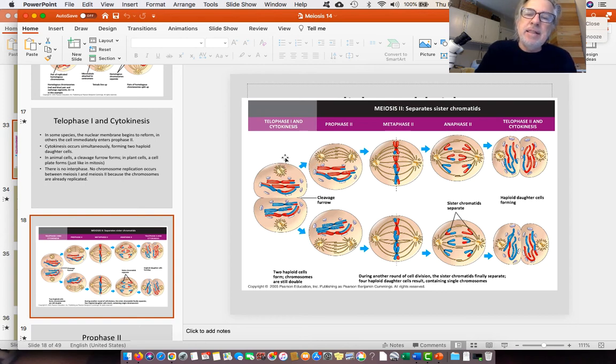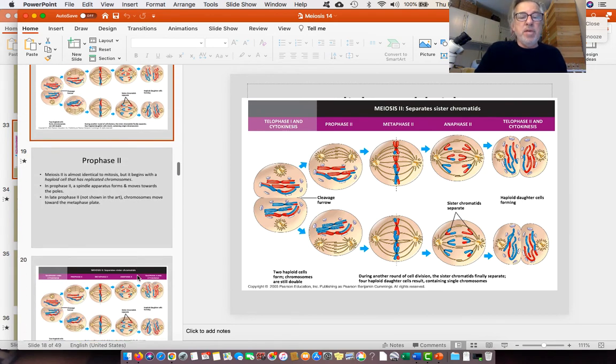What has to happen is that the spindle apparatus has to get replicated, and then it has to migrate to the poles. And now what happens in prophase 2 is that migration begins. In metaphase 2, all the chromosomes line up on the metaphase plate, or the equatorial plane, and then in anaphase 2, the sister chromatids are pulled apart. And then in telophase 2, now the nuclear membrane reforms, the chromosomes decondense, and you have the completion of cytokinesis.